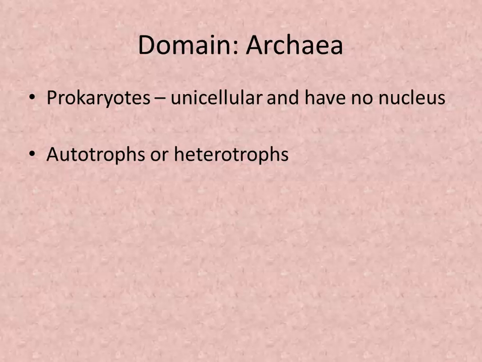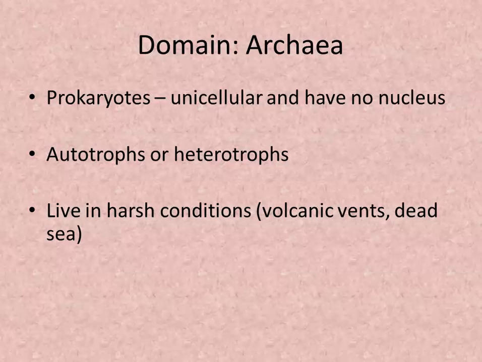The next domain is called archaea. These are also prokaryotes. Again, prokaryotic cells are cells that have no nucleus. They're unicellular. They're very, very simple, not complex. The cells in this domain can be autotrophs or heterotrophs as well. Now, archaea is defined by living in harsh conditions.